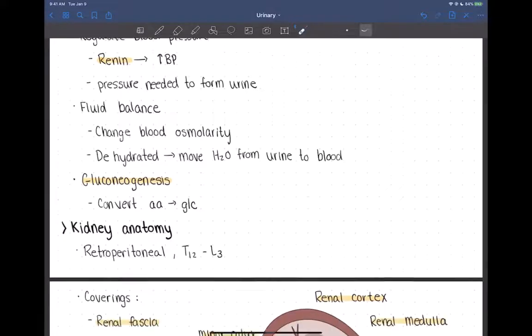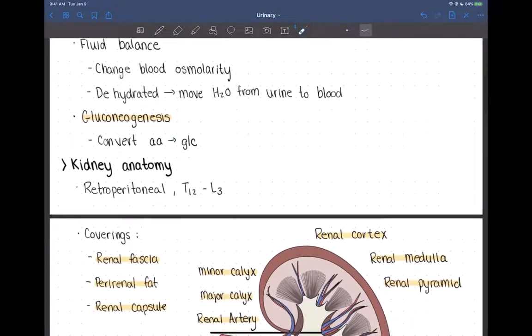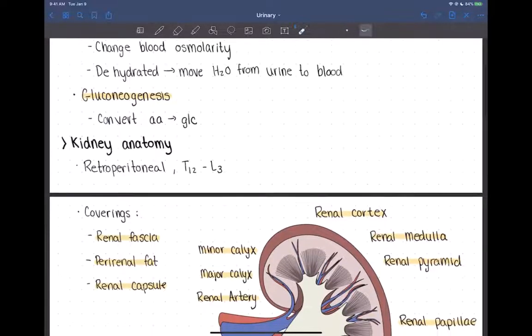And then lastly, the kidney is one source of gluconeogenesis. In the kidney is where amino acids can be converted into glucose. If you remember, with an amino acid, you can remove that nitrogen group by deaminating and then convert that into pyruvate, and that pyruvate can be converted into glucose, and that would happen in the kidneys. Okay, so that's our overview of functions.